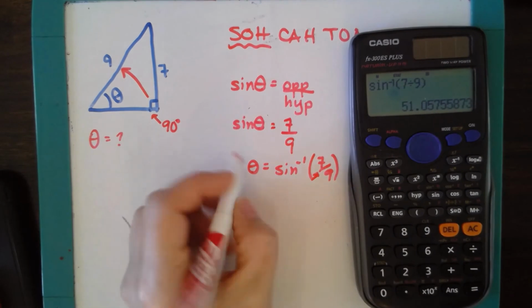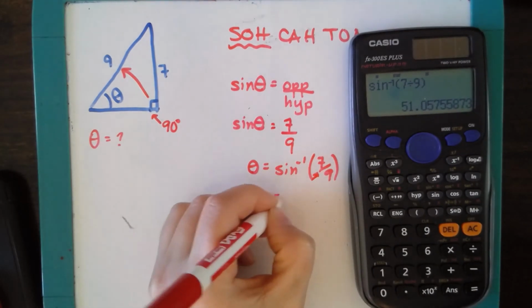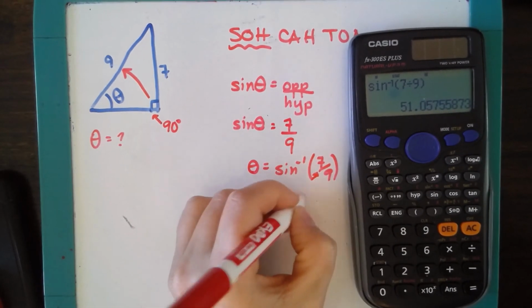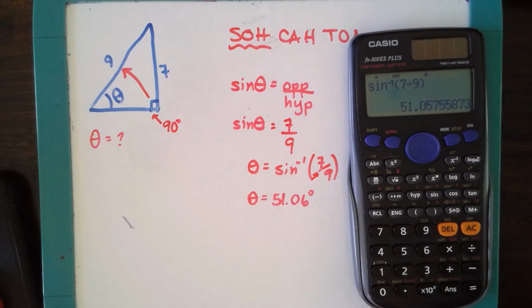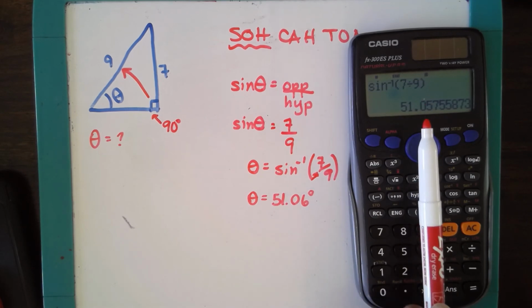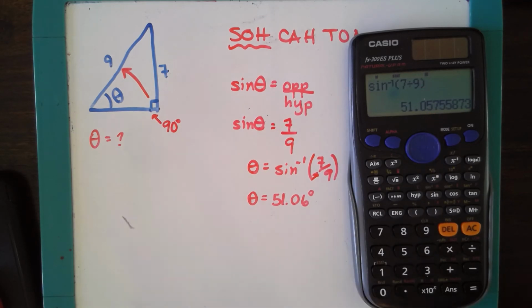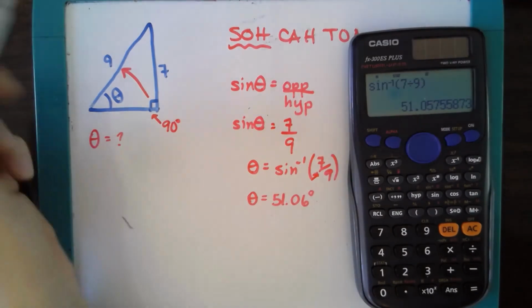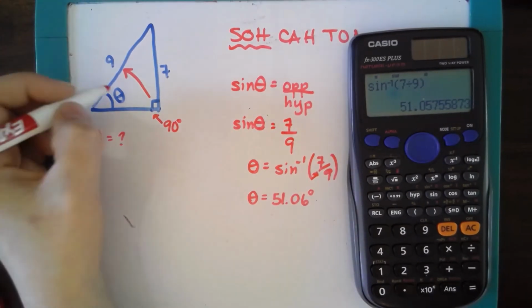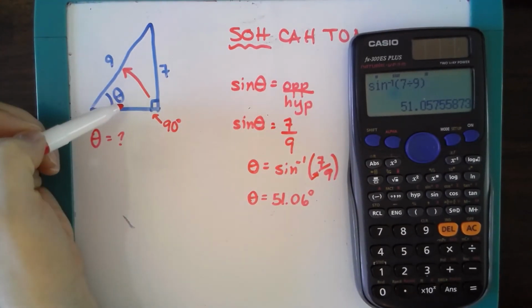Then press equals, and theta is 51.06 degrees. And remember in applied, we're always looking for 2 decimal places in our final answer. So if I was going to round this number correctly to 2 decimal places, I would have to round this 5 up to a 6 because the next number is a 7. And then we go back and see, does this make sense? Is this a reasonable number? Yeah, it's pretty reasonable, right?